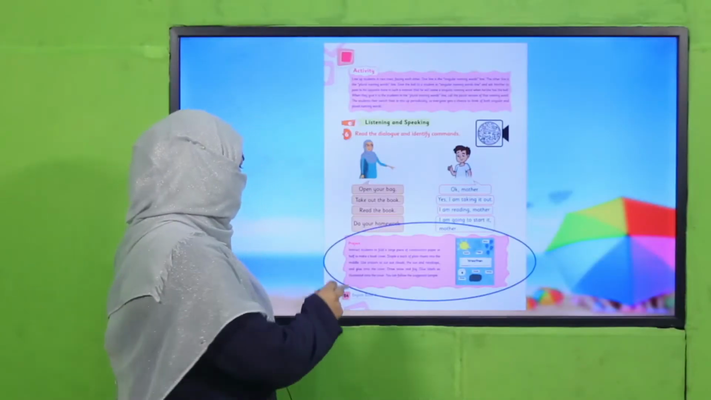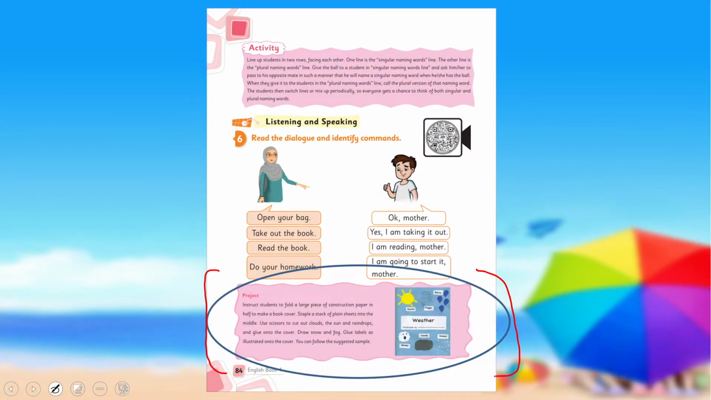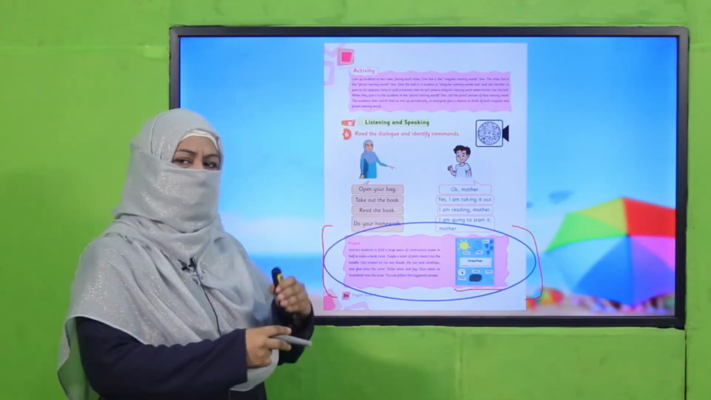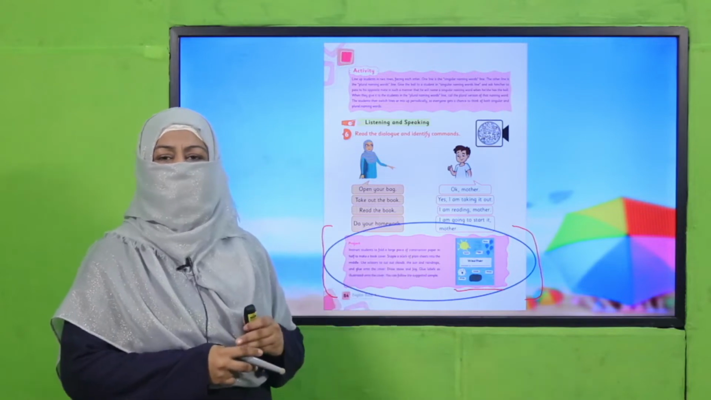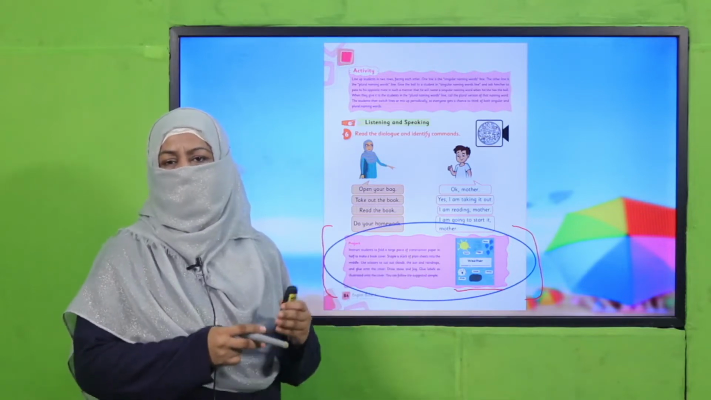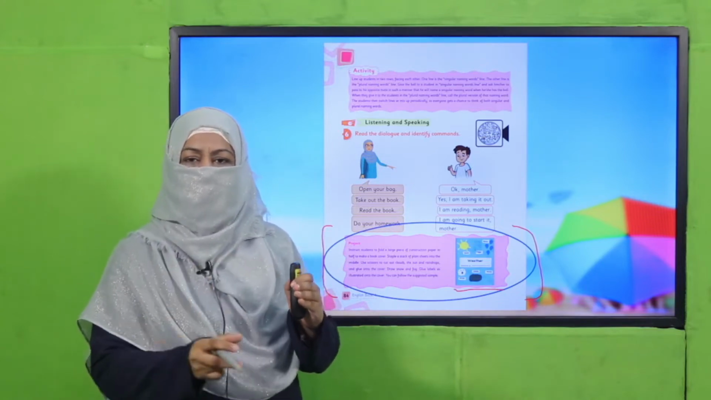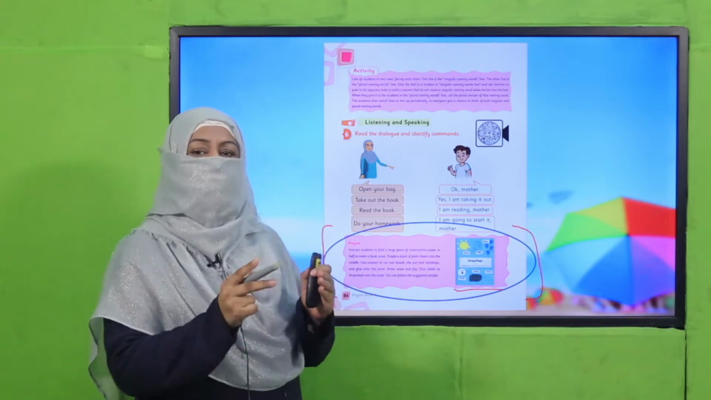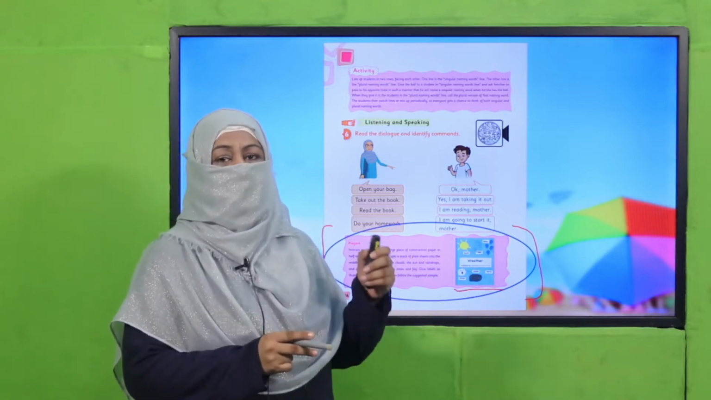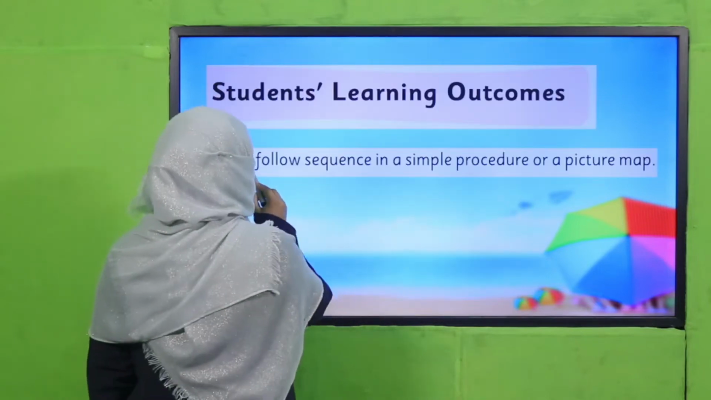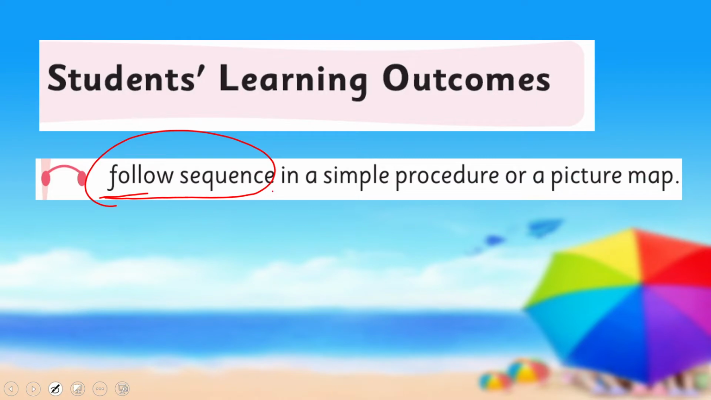Before this, my dear students, we have worked on different projects, right? To complete a project, there are a few steps we have taken. Whenever we do an activity, we do a project, even to study in class, there are a few steps. If I ask you, open your book, you open your bag, you take out your book, you open the page. This is how you take a few steps, and this will help us to understand our today's SLO, that is, follow a sequence in a simple procedure or a picture map. This is our today's SLO.